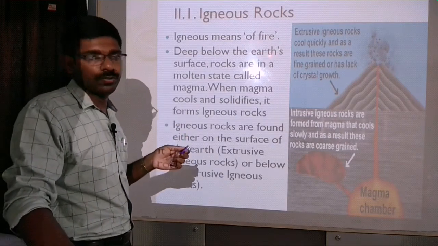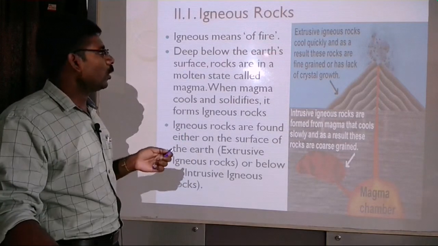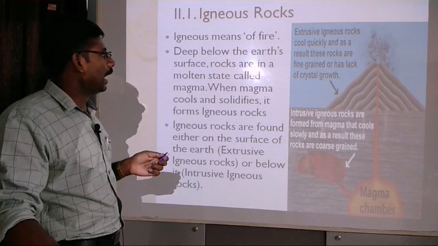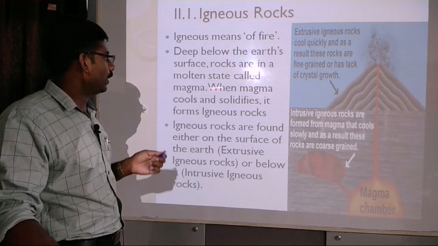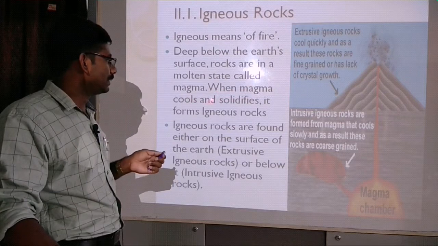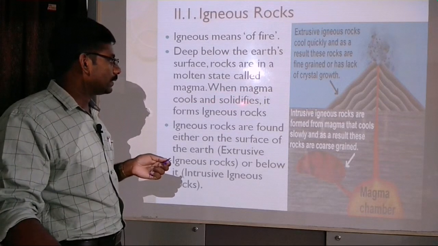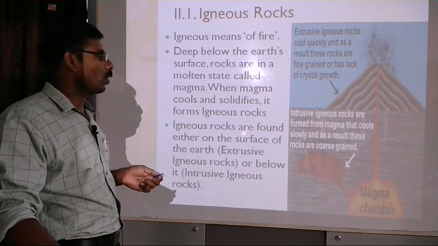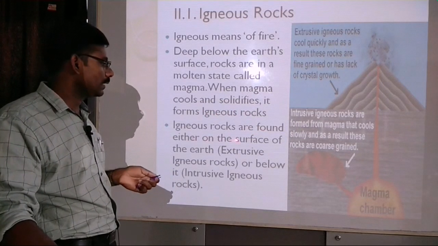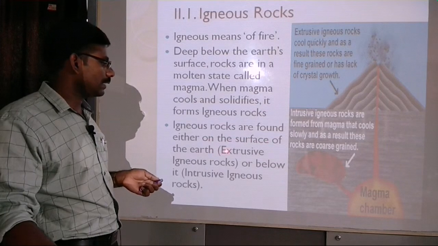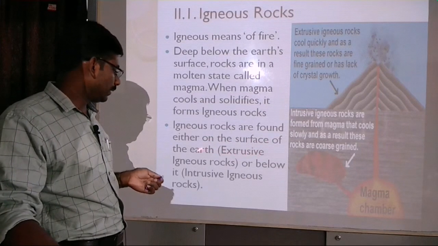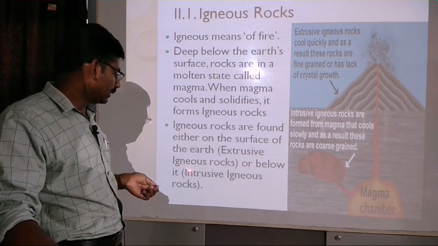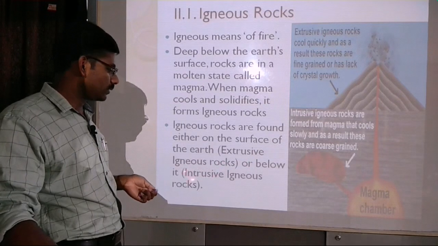First one is the igneous rocks. Igneous means of fire. Deep below the earth's surface, rocks are in a melted state called magma. When magma cools and solidifies, it forms igneous rocks. Igneous rocks are found either on the surface of the earth, known as extrusive igneous rocks, or below it, intrusive igneous rocks.